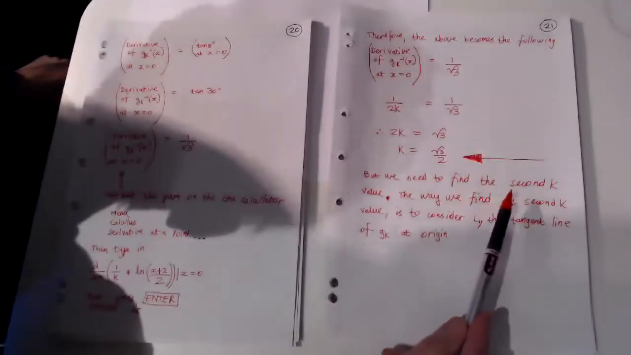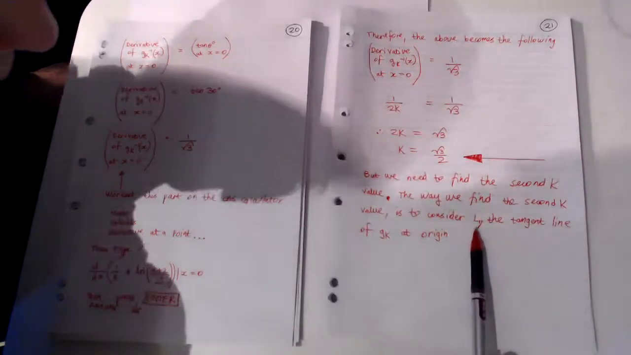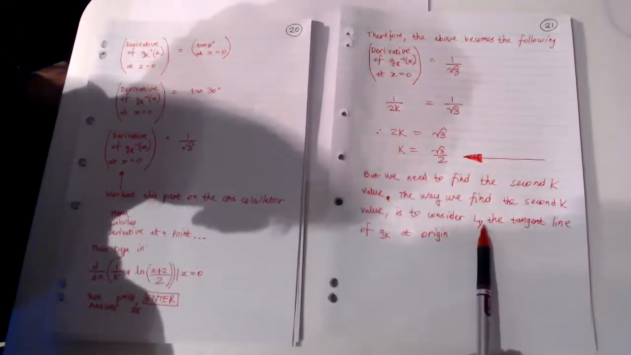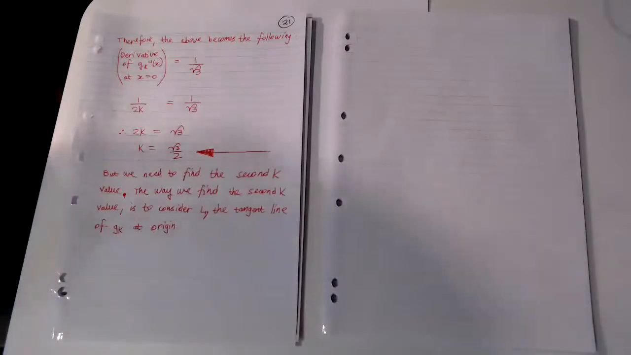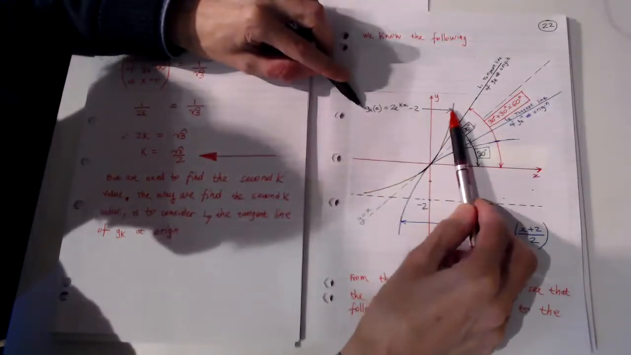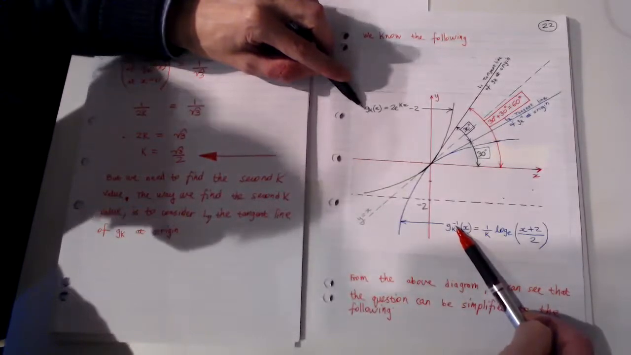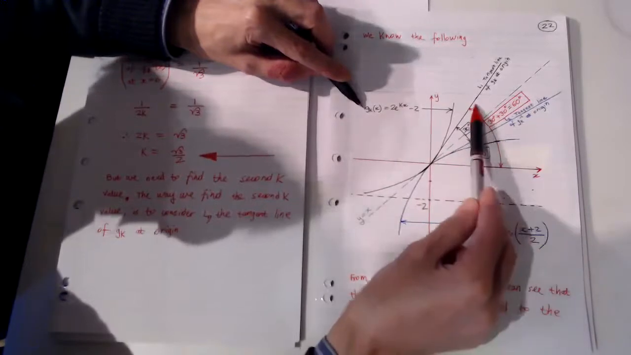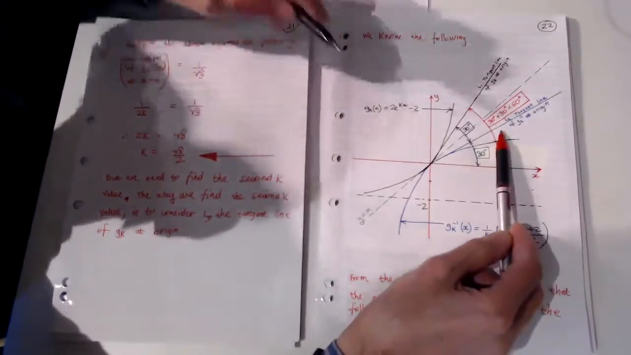But we need to find the second k value. The way we find the second k value is to consider L1, the tangent line of g_k at the origin, and we take the following approach. We saw from the graph earlier the following situation. That's the black curve g_k, and the inverse of the g_k curve is the blue curve g_k inverse. For the black curve g_k, they had tangent line L1, and for the blue curve g_k inverse, they had the tangent line L2.